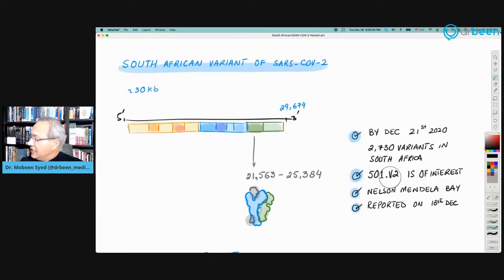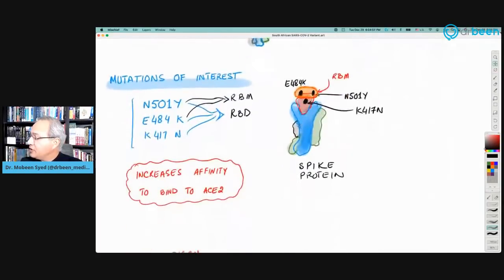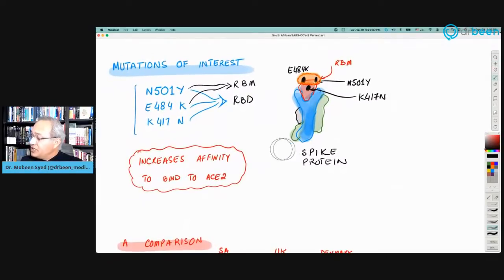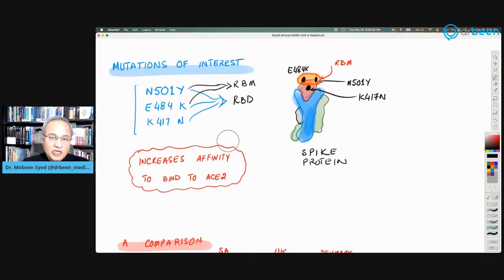So the variant from South Africa is called 501V2. We'll talk about the 501 mutation in a second, and V2. It started from Nelson Mandela Bay, and then it spread in South Africa, reported on 18th December. So that is some data about it. And then if you look here, the mutations of interest in this one. There are several mutations. So this is why we are talking about it.